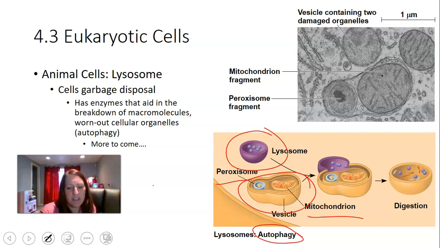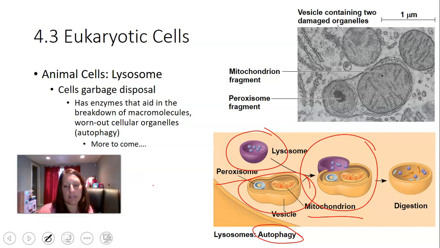Your cell could get rid of them, it could just kick them out, but then that creates waste outside the cell, and that's not always a great idea. So instead, the lysosome will fuse with that vesicle, and that's happening here, that fusion. When that happens, those enzymes, those little blue circles, become activated, and they're literally going to chew up whatever contents is inside of there.